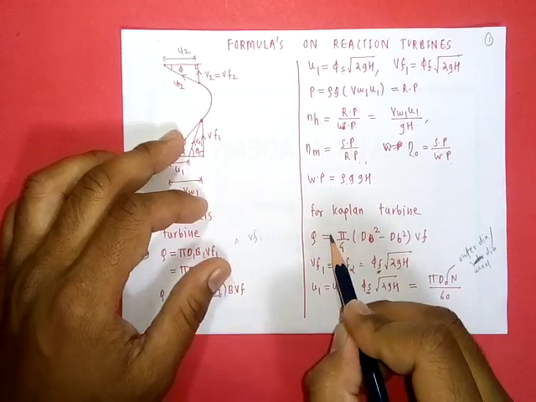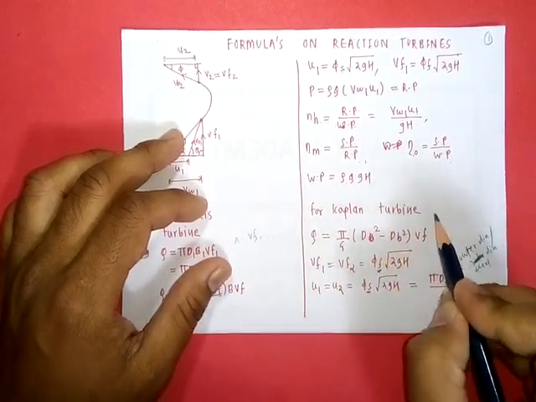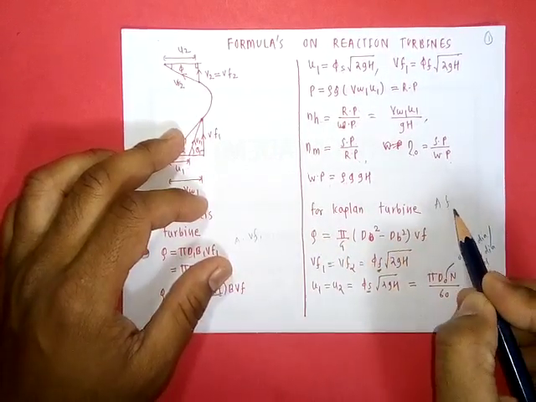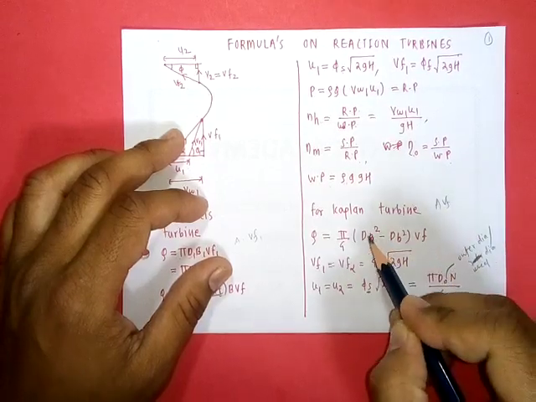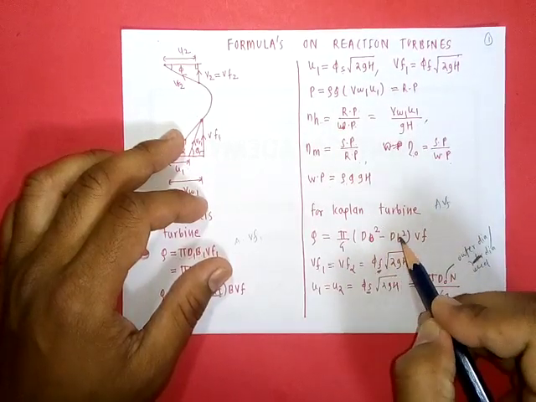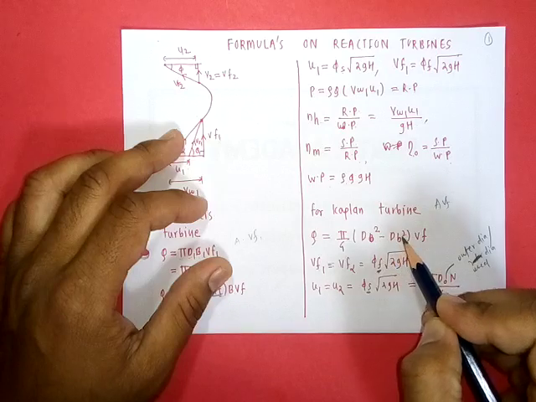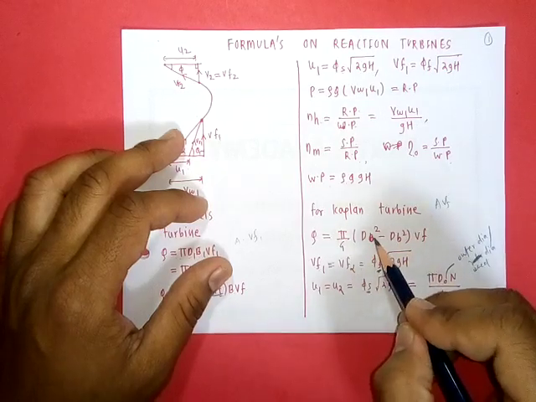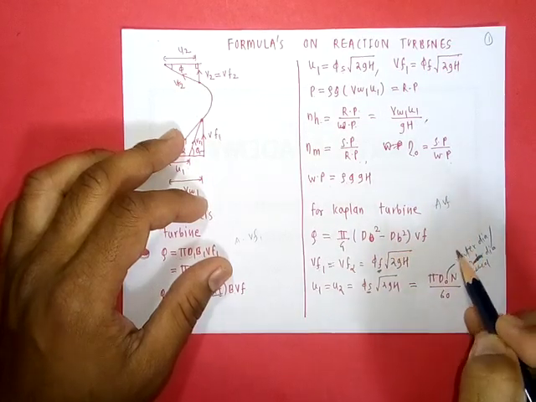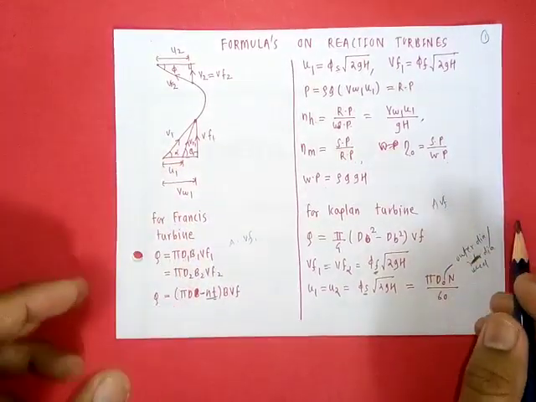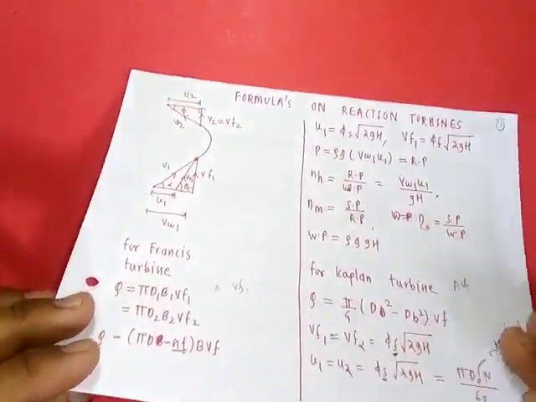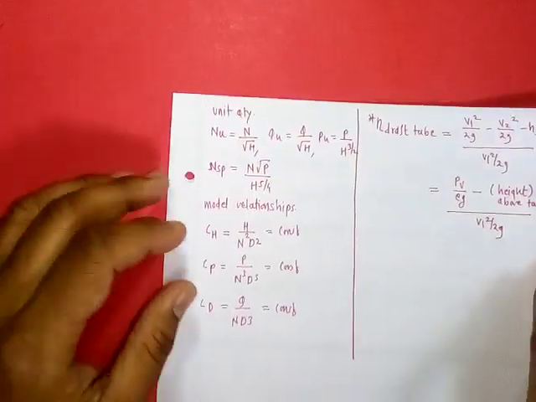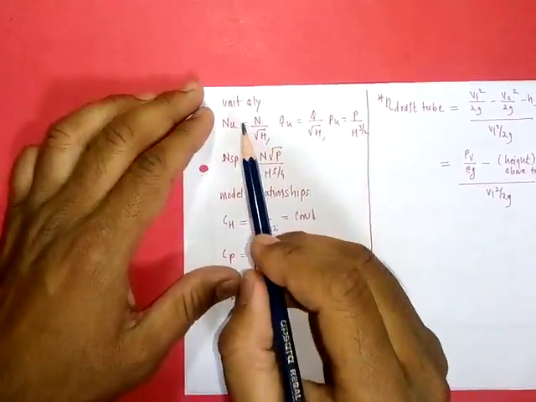Discharge, as flow is axial, is again area into velocity of flow. Here area is the cross sectional area, outer diameter minus hub diameter, pi by 4 into Do square minus Db square, into velocity of flow. These are some formulas. Again, these are repeated formulas.